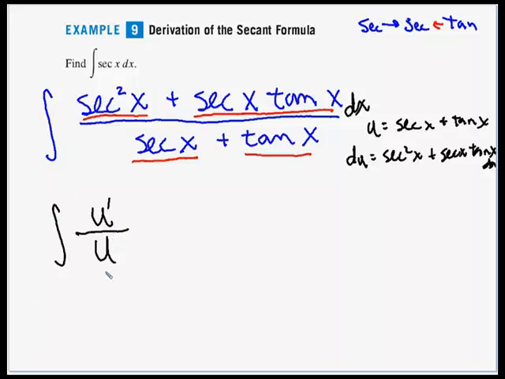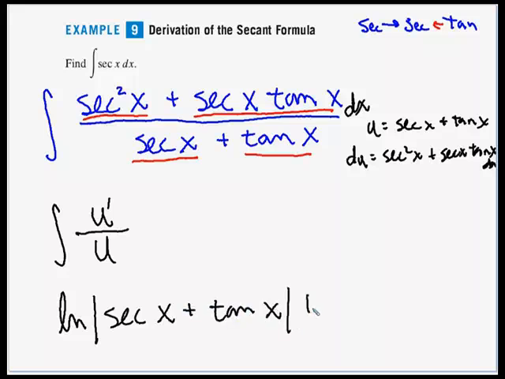So we can do the integration, and that's just simply going to be the natural log of the absolute value of the denominator plus c. And might as well plug our u value back in. Our u value is secant x plus tan x plus c. Again, hats off to whoever came up with that.